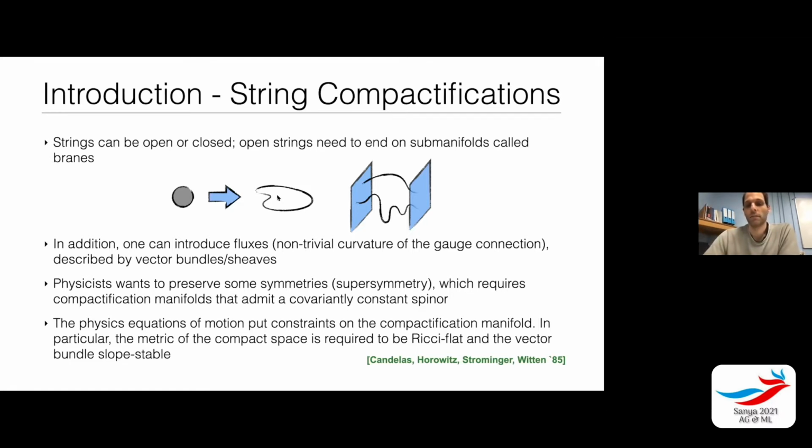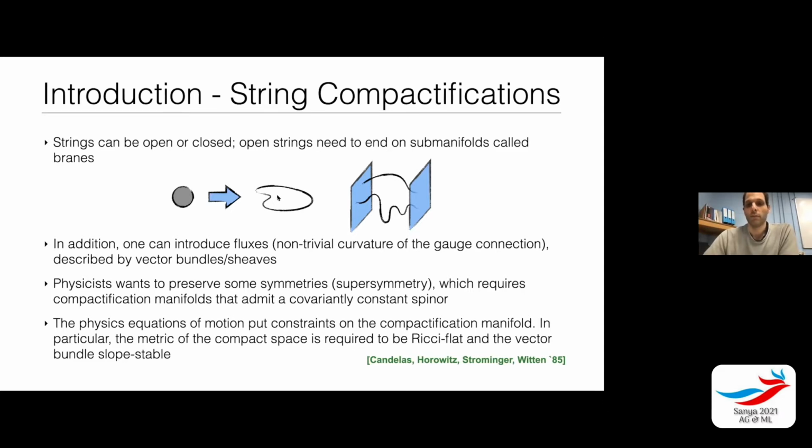An additional data that you can use to define your string theory is to include a non-trivial curvature of your gauge connection. This is then described by sheaves or by vector bundles over the manifold. So to summarize, the data that goes into a string compactification and that governs the physics that comes out of it is the topology of the manifold, the presence of branes, in which divisors or curves or whatever submanifolds it wraps, and the presence of gauge fluxes, which are encoded in vector bundles.